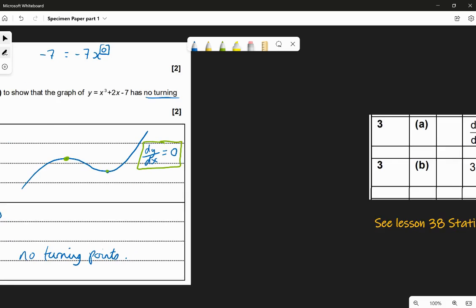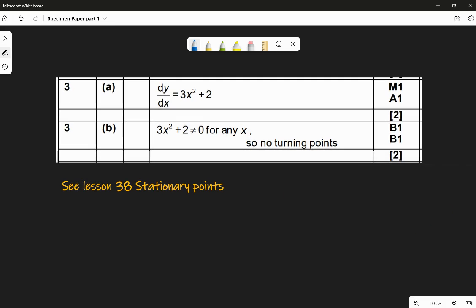Okay, let's have a look at the mark scheme. Part A, just method mark for attempting to differentiate, and accuracy mark for both those terms. Part B is just saying show that this equation does not equal 0. So that's what that means. Equals with a line through it, does not equal. So there are no turning points.